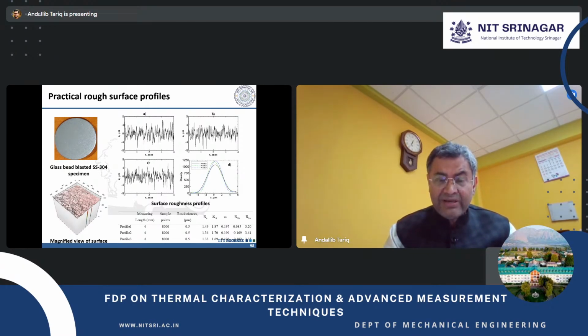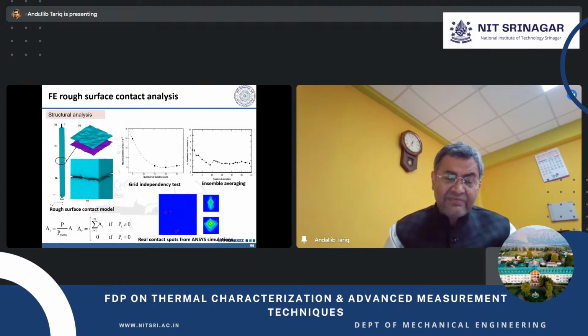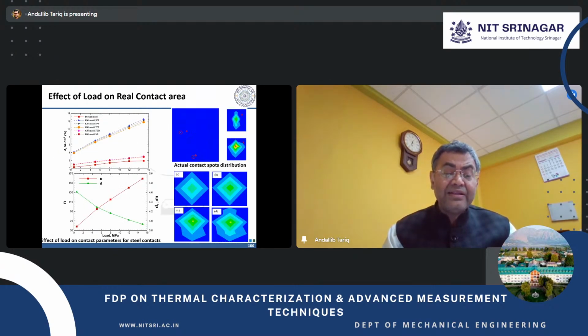So we did it numerically. We generated the upper surface, lower surface, and then we found out the real contact area. We did the grid independence test also, and then we found the real contact area with respect to pressure. So basically, you can understand the subject in that manner. The real contact area variation is the indication of the TCC values, because the more the real contact area, the better will be the heat transfer. So these are the contact responses that we captured by using our numerical means.